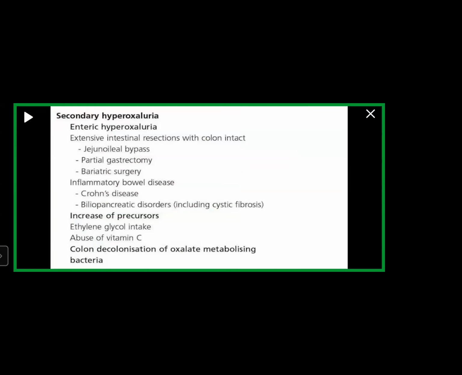However, there are a number of causes of what's called secondary hyperoxaluria, which are mainly related to increased oxalate absorption from the gastrointestinal tract, sometimes an increase in oxalate precursors, like excessive amounts of ascorbic acid, for example. And we have bacteria. We normally live with a large number of bacteria that represent our microbiome, and certain bacteria can use oxalate for energy production, and therefore disturbance in the microbiome can sometimes be associated with hyperoxaluria.